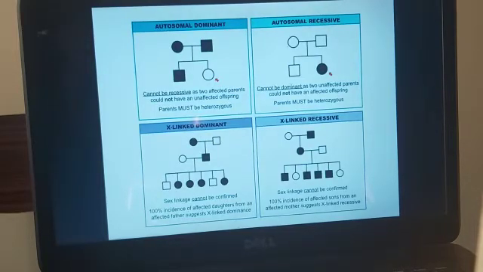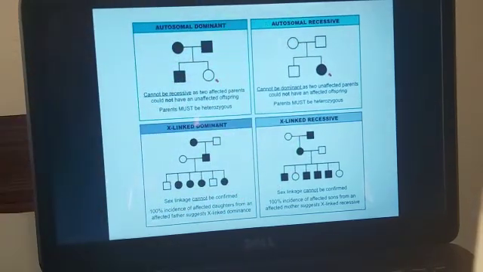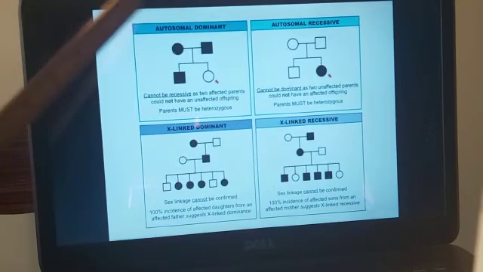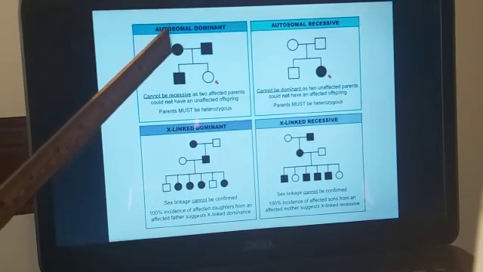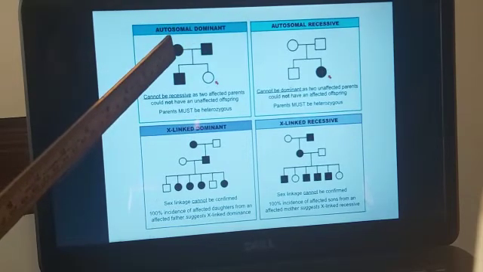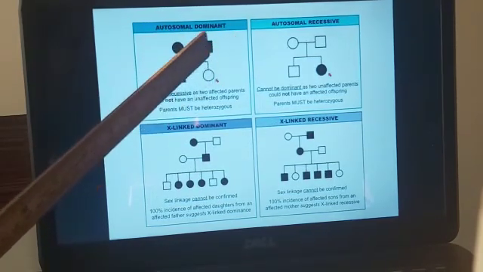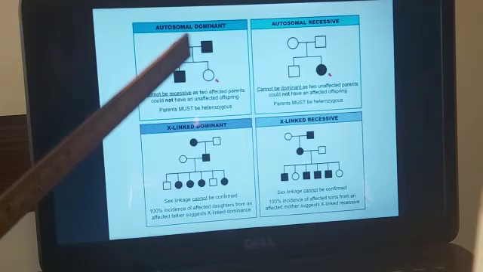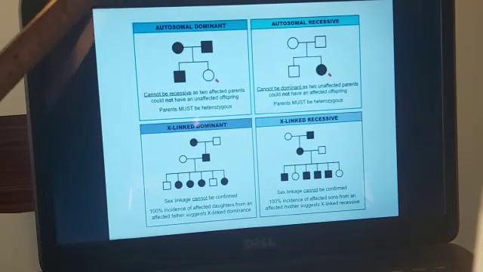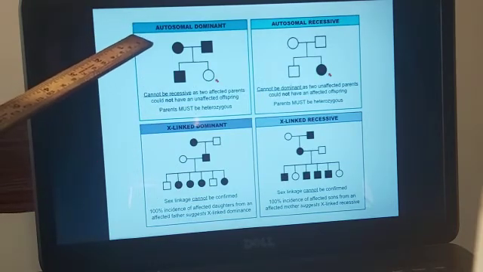Now children, this is also a very important part. All of you please pay attention here. In the examination paper, you will be shown one of these charts and you have to identify which category they belong to. For example, in this particular chart, both male and female are affected because the circle and the square are darkened, and this is the marriage between the male and the female. This is a line of descent. They are having one male and one female, and here the female is normal and the male is affected. So these kinds of diseases are said to be autosomal dominant.